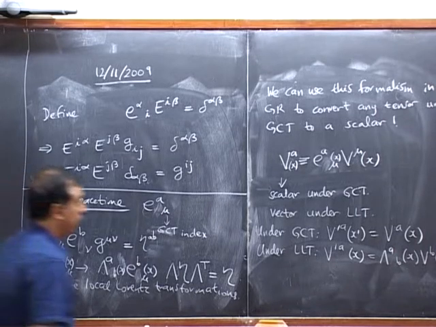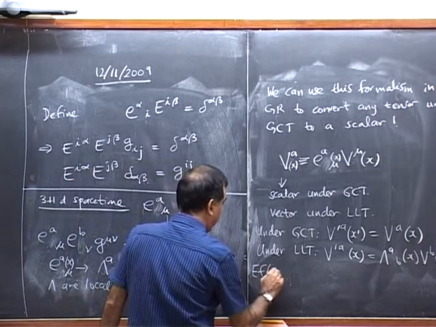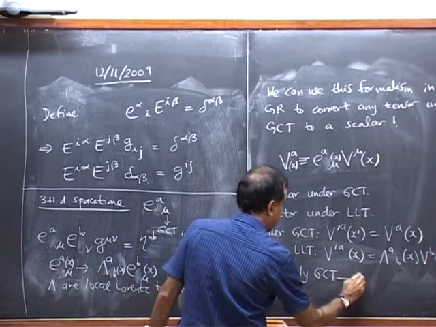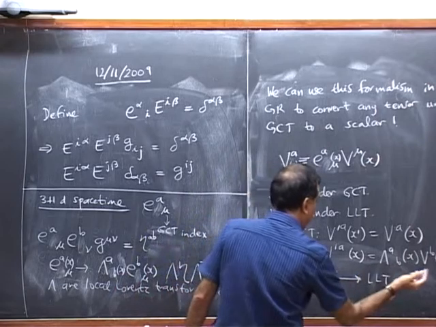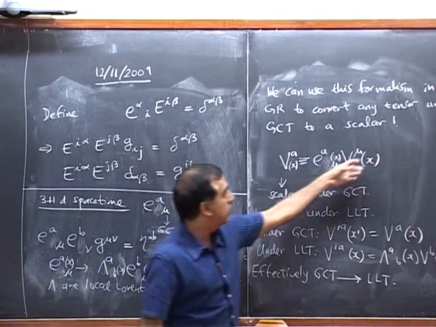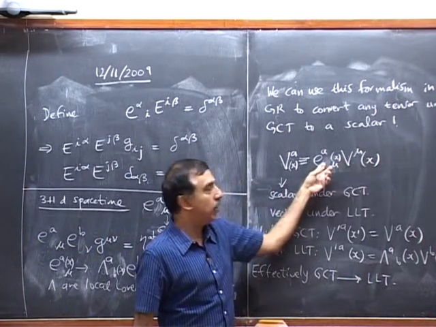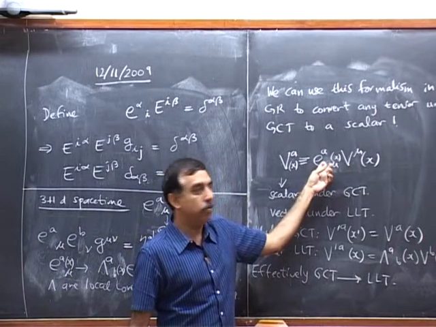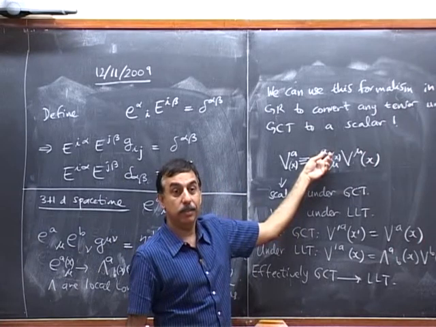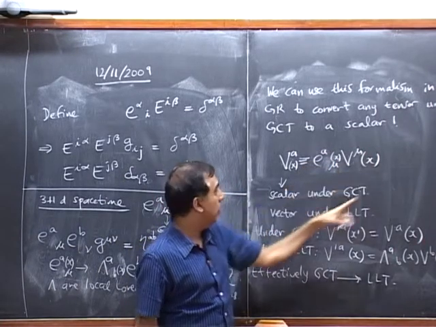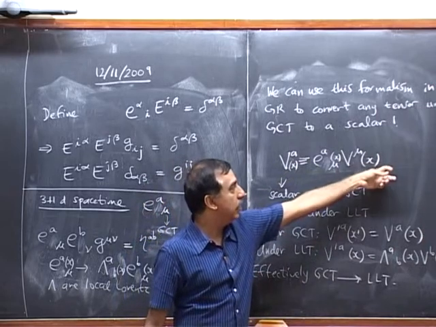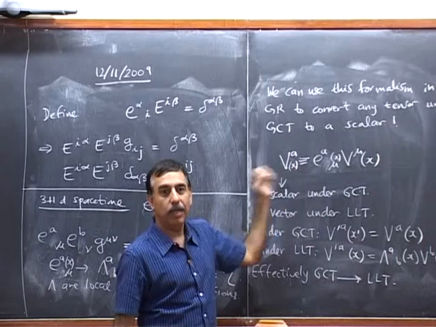So this is the statement that effectively GCT gets replaced by LP. And you can see that if I had a tensor with many indices, I would just multiply by many e's. Each one would remove one of these indices and replace it with one of these indices. If it had indices down, I would multiply it with capital E's. Those would remove the lower GCT indices and replace them by lower LLP indices.